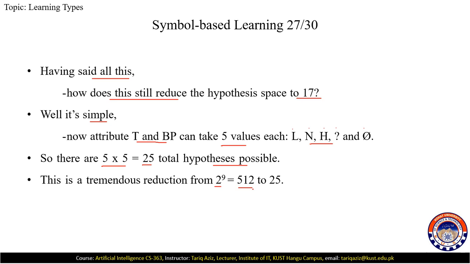Dear students, sorry, I made a mistake. 2 raised to the power 9 is equal to 512, but most of the time I just said 256. So it is not 256, but it is 512. Please correct this point. If we take this example, 2 raised to the power 9, then the total hypotheses will be 512. But in this case, 5 multiplied by 5, we have a total of 25 hypotheses. So there is a big difference, and our hypothesis space is reduced to 25.